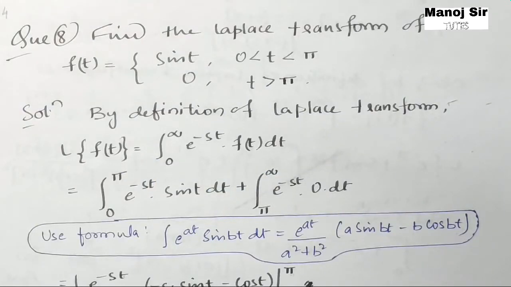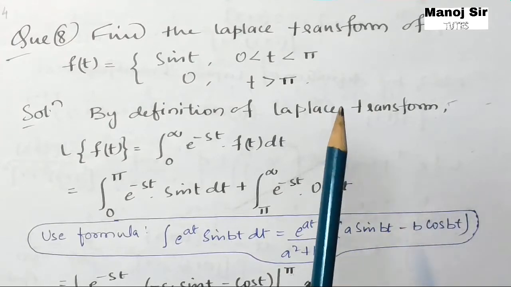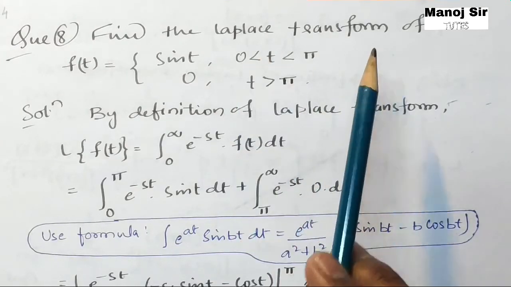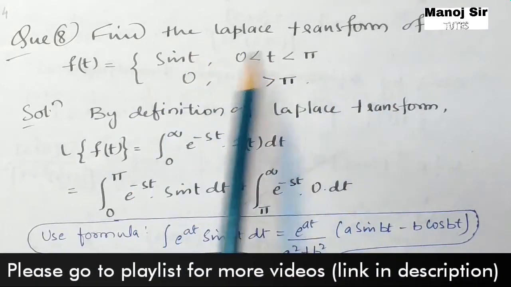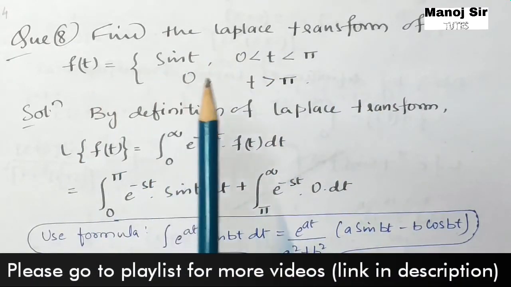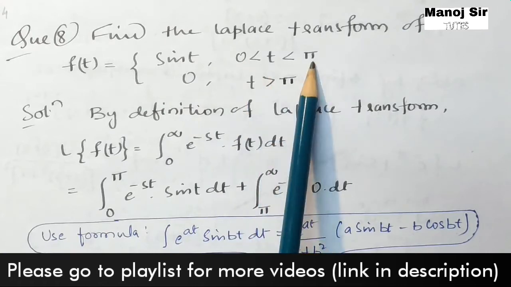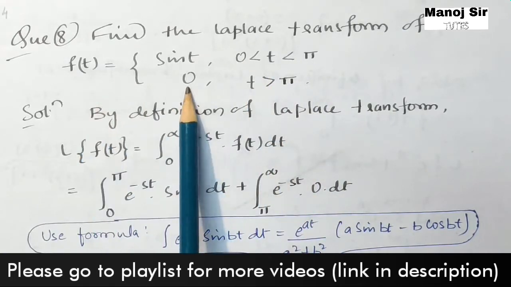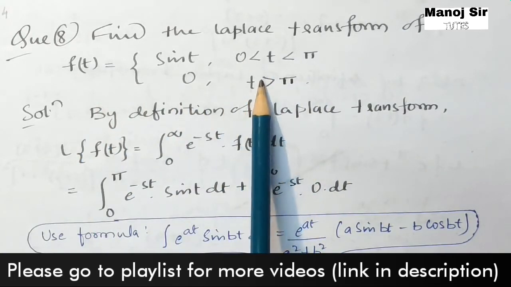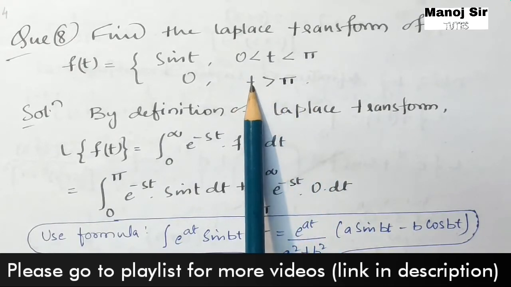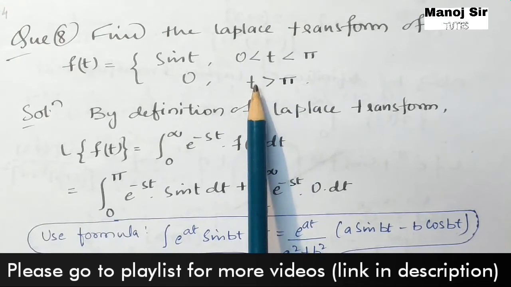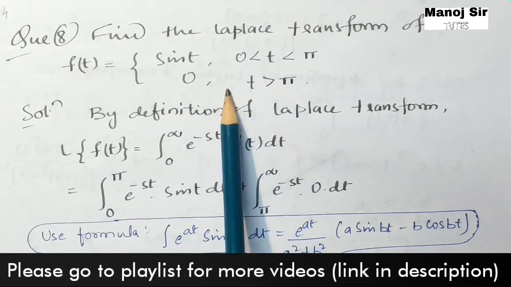Welcome to video number 14. In this video we are going to solve the 8th problem on the topic of Laplace transform. This is a very important question. So let us start. Find the Laplace transform of f of t equals sine t when t is from 0 to pi, and f of t equals 0 when the value of t is greater than pi. Or you can say the range of t here is from pi to infinity.